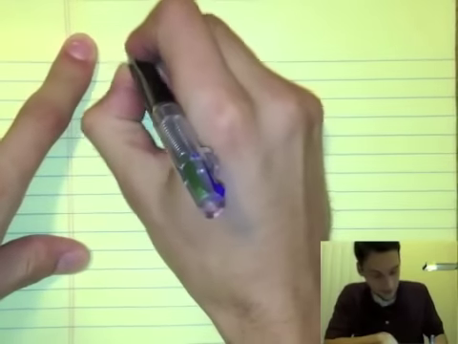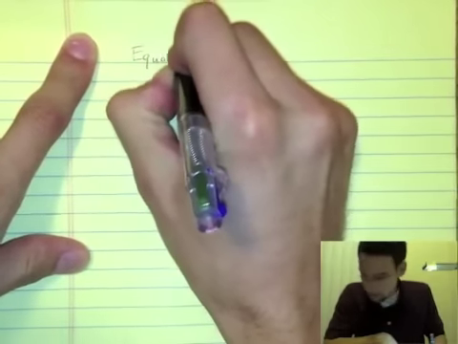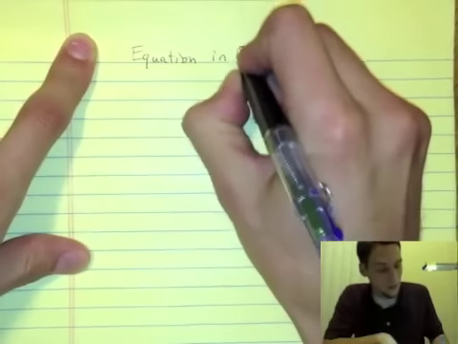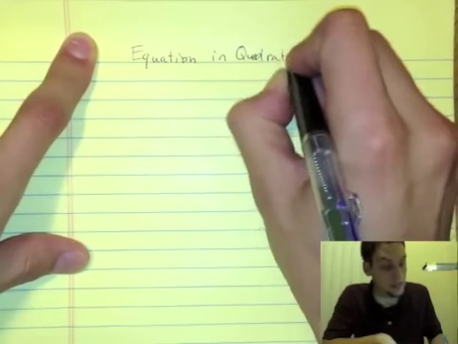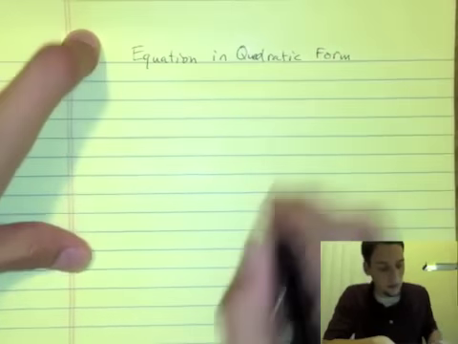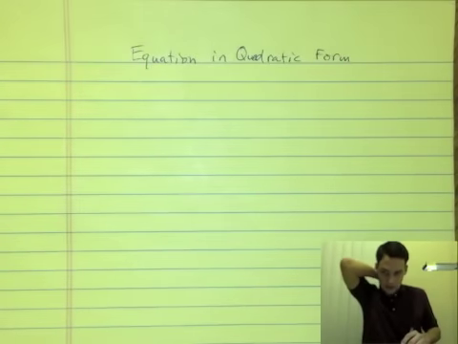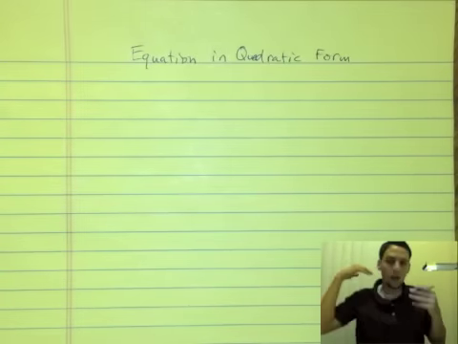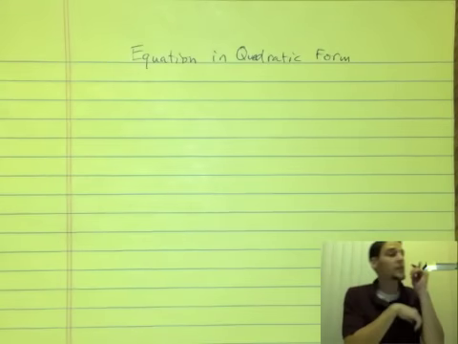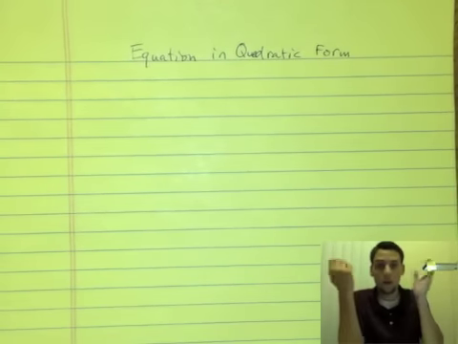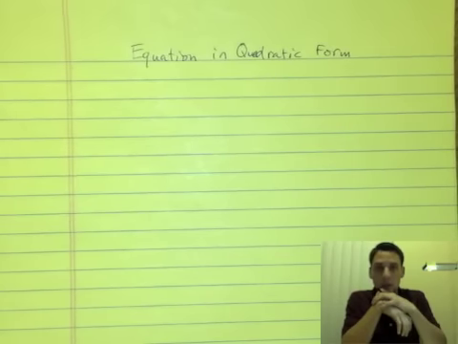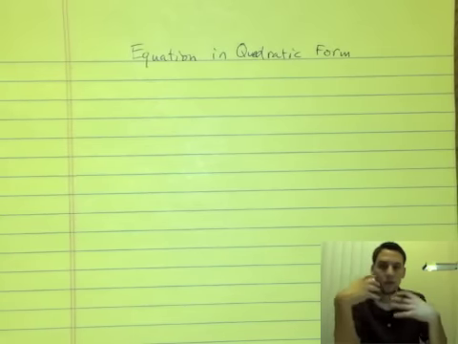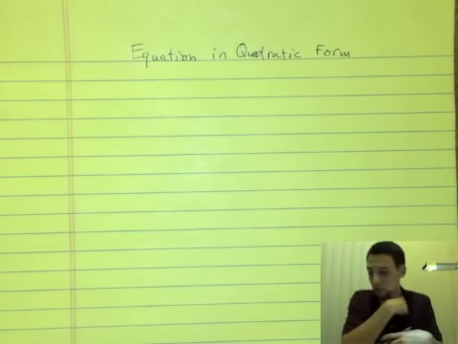So these notes are going to be on equations in quadratic form. In quadratic, there's an A in there. Quadratic form. What this means is we're going to be able to solve equations that don't necessarily look like quadratics, or that aren't quadratics, but we'll be able to manipulate them so that they do look like quadratics, and we'll be able to use factoring or the quadratic formula on them to solve them.